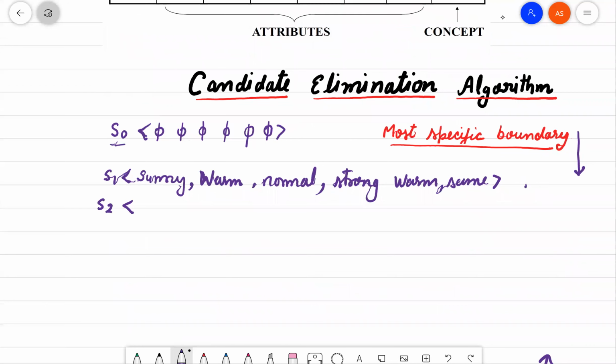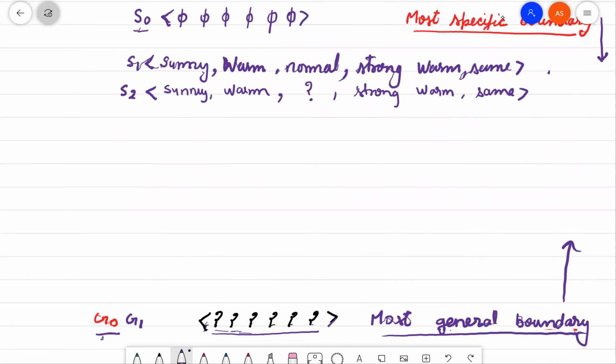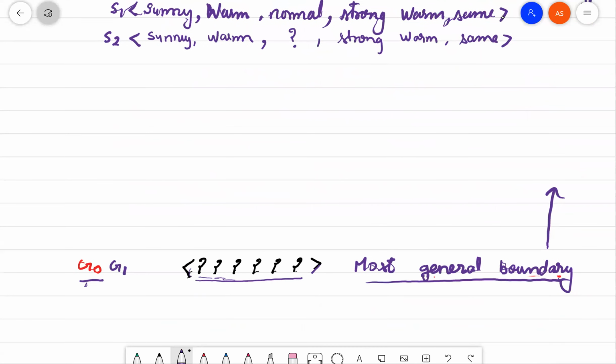So in this case, S2 is sunny, warm, and here we write the question mark, and the remaining attributes are the same: strong, warm, same. Corresponding to this S2, what will be G2? G2 will be the same because there is no effect.